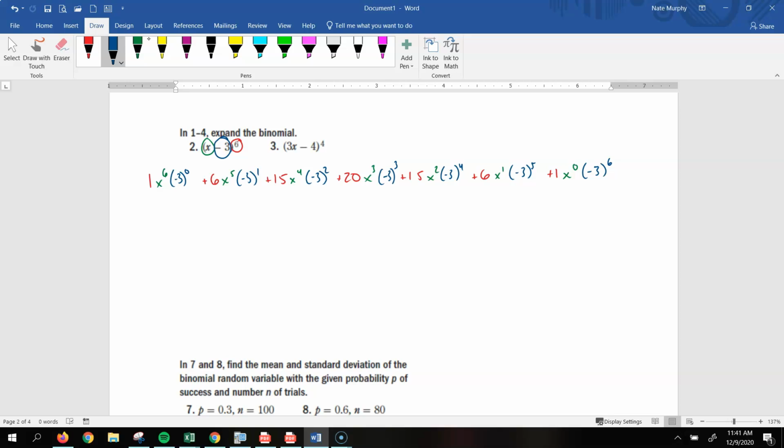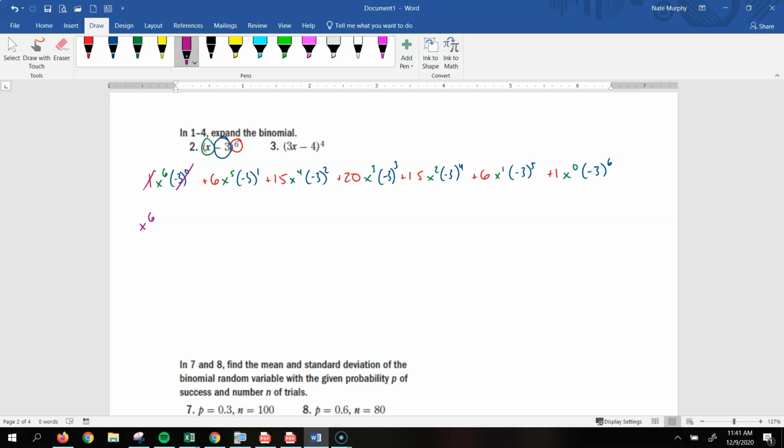All right, so now what we're going to do is to simplify this. This is going to require a little bit of work here. To simplify this, anything to the 0 power is 1. Even -3 to the 0 power is a positive 1. So that would be 1. This would be 1. So we're going to start out with just x to the 6.